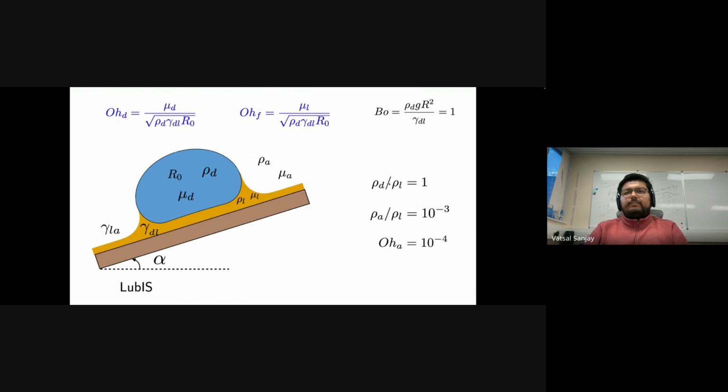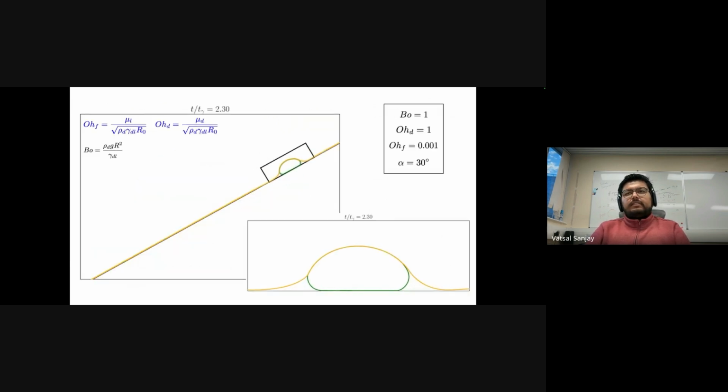For these cases, we have assumed that the density ratio of the drop and the film is 1. Of course, there would be slight differences in the density ratios, which won't be unity in real life cases, but it is roughly very close to 1 in fact. And of course, we keep the density of the surrounding as compared to the liquid at 0.001, which again is the same as the water-air density ratio. And we keep the Ohnesorge number based on the air viscosity also constant at 10 to the power minus 4. With that, this is a typical case.